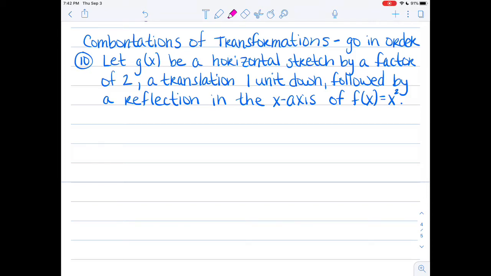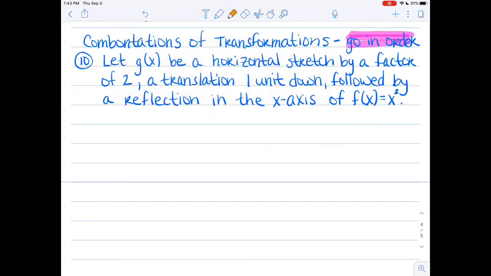The final thing that we're going to look at today is combinations of transformations. So sometimes we're not just transforming a function in one way, but we have 2 or 3 or even more transformations to do to the function. The important thing to remember here is that you must go in order. Okay, you cannot just do your favorite transformation first. You must go in the order that you see them.